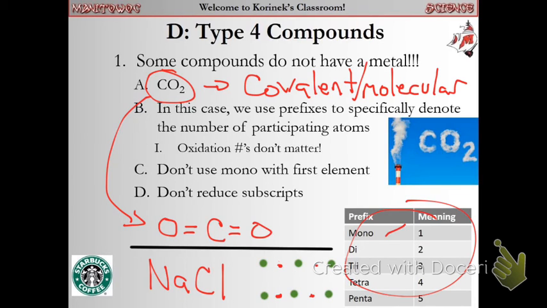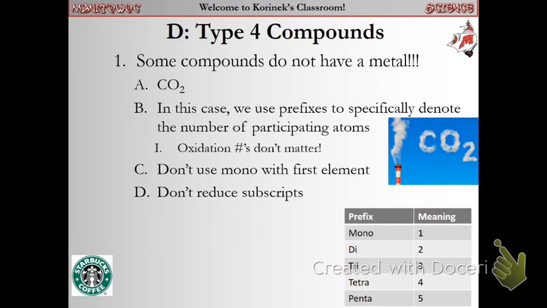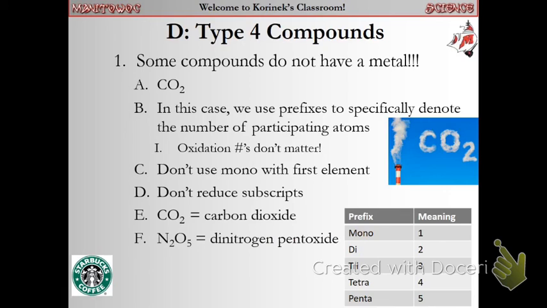So mono, di, tri, tetra, and penta. There are more, hexa and hepta and octa and nona. They go all the way up to 10. 10 is deca. So if we have an example like CO2, we would call that carbon dioxide. If we had an example like N2O5, so 2 nitrogens and 5 oxygens, we'd call that dinitrogen pentoxide. All right, that's nomenclature.